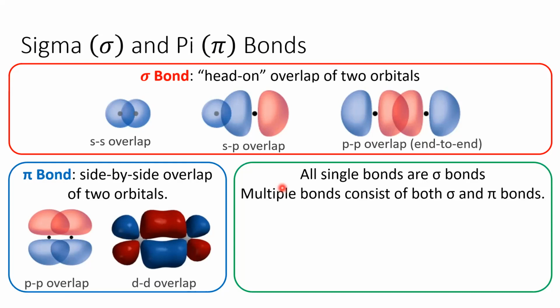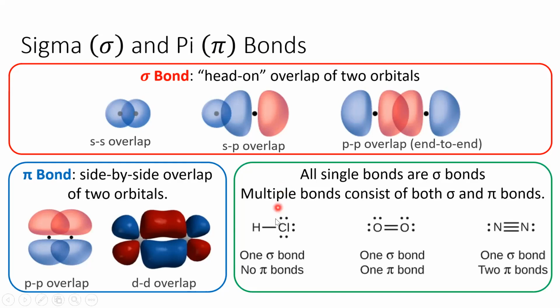Now, every bond, whether it's a single bond, a double bond, or a triple bond, has a sigma bond in it. Single bonds only have a sigma bond because there's only one bond in a single bond. But double bonds and triple bonds have both sigma and pi bonds. If we look at the covalent bond between hydrogen and chlorine, it is just a single bond. This would be a sigma bond. There are no pi bonds in a single bond.